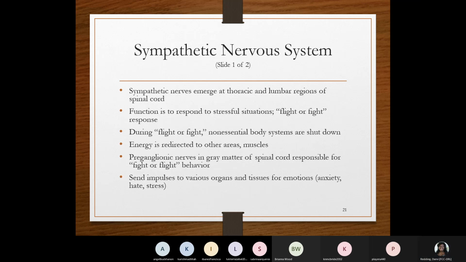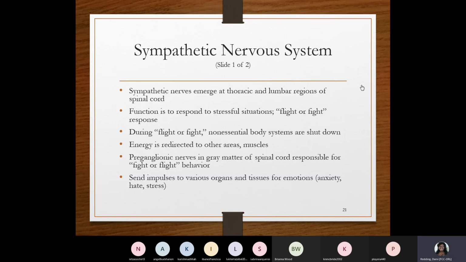So with the sympathetic nervous system, it also carries the function to respond to stressful situations such as fight or flight response. And during the fight or flight response, we have a non-essential body system that might shut down. And with our energy, it can be redirected to other areas or even the muscles. And then inside of the sympathetic nervous system, it works by sending impulses to various organs and tissues for emotion. For example, the feeling of anxiety or stress, or even when we feel like hating something.